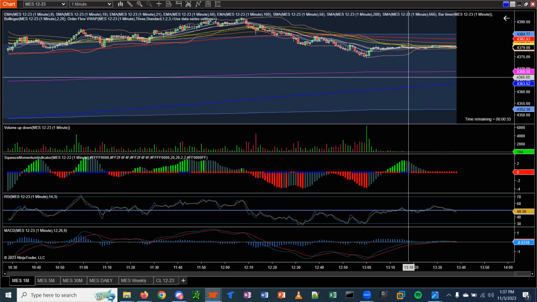Because if it's just a pullback in the middle of the air or the middle of the chart, yeah, it's a pullback, but that's all you have. You don't have confirmation. You don't have a catalyst. You're just taking a pullback. But guess what?